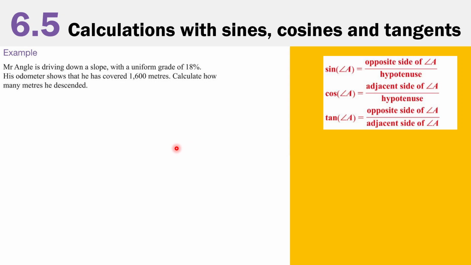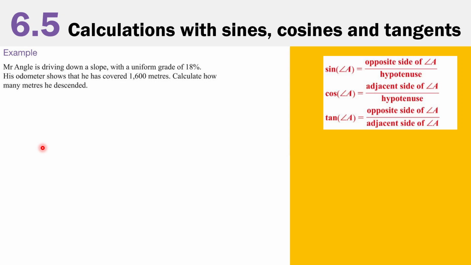For example, and they're very funny, right? Oh, it's such a funny book. Mr. Angle is driving down a slope with a uniform grade of 18%. His odometer shows that he has covered 1600 meters. Calculate how many meters he descended.